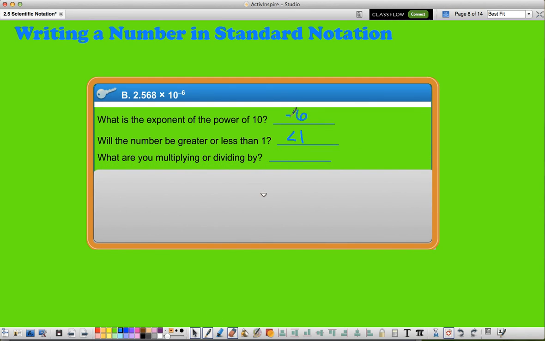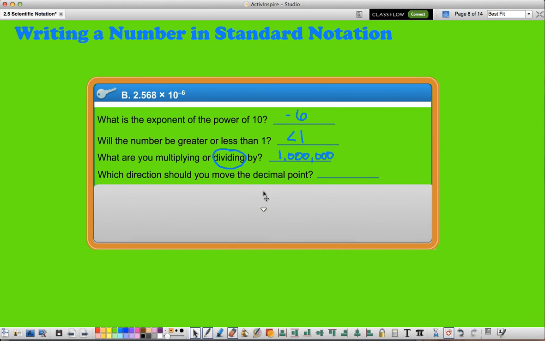So I know that since I have a negative exponent, I'm dividing by, and I have 1, 2, 3, 4, 5, 6, so I'm dividing by this power of 10, which happens to be a million. And I know that because 10 to the 6th power, regardless of positive or negative, means 1 with that many zeros, so 1 with 6 zeros, and the negative tells me that I'm actually dividing. Okay, so since I'm dividing, I know my decimal point should move left.